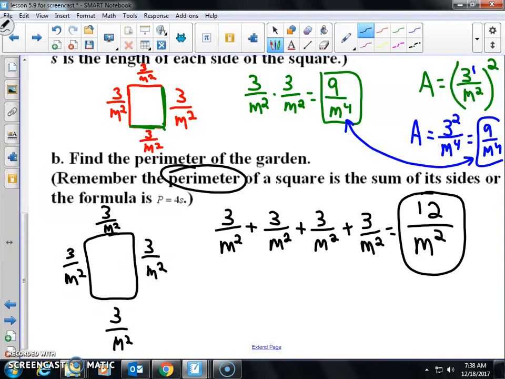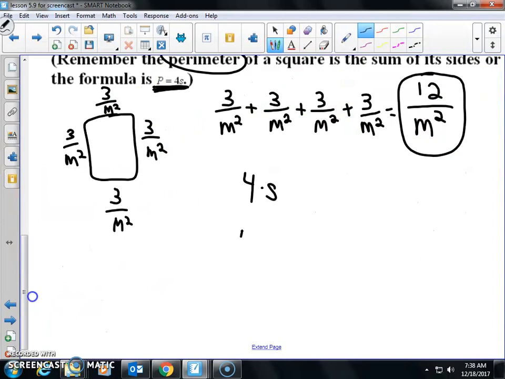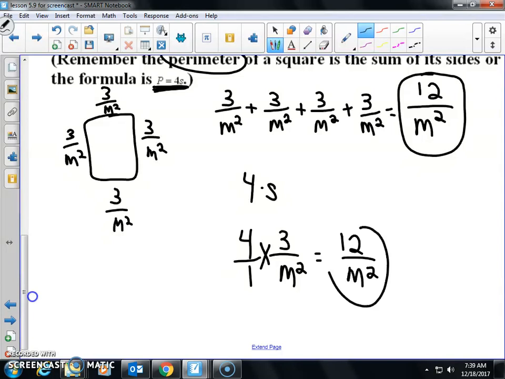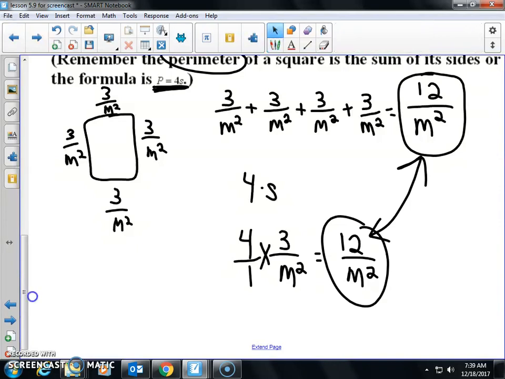Now another way we could think of it, they give us a clue. They said the formula for perimeter of a square is 4 times one side. Well, 4 times, since it's a square, I can pick any side. I've got 3 over m squared. And if I want to multiply that by 4, I'm going to turn 4 into a fraction, 4 over 1. Time to multiply. 4 times 3 is 12. 1 times m squared is m squared. Look at that. Same answer. Doesn't matter which way you do it. Good luck.